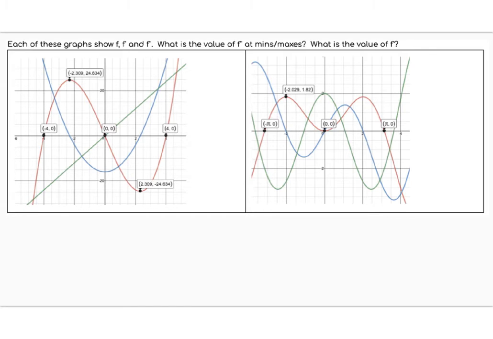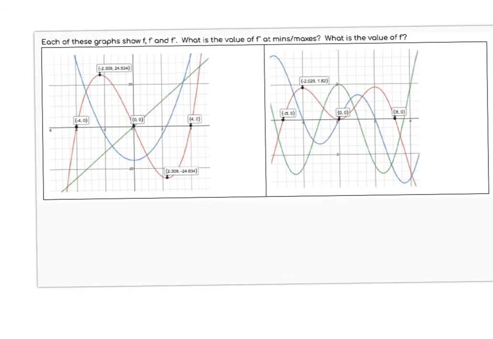All right. Here we've got a graph of random functions that give us f prime and f double prime. One of those, I think, is the one we were just playing with. We're looking to find the value of f double prime at mins and maxes, and also f prime at mins and maxes. So let's talk about f first. So at a min and a max, I'm going to call this the max, is at negative 2.309. And a min is going to be at 2.309.